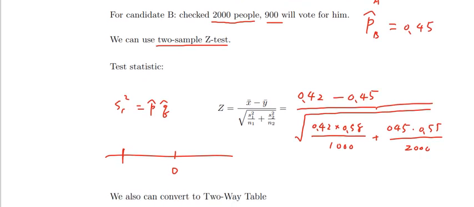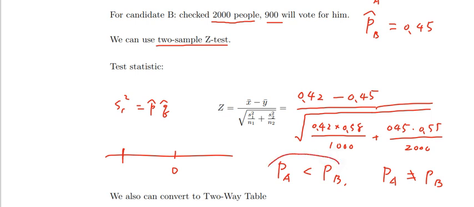It depends on whether we want to say PA is less than PB, then it is one tail. If we just simply check whether they are the same or have a difference, PA not equal to PB, then this is two tails, right? So here maybe we just check one tail, because we will check whether this guy will win the election, that PB is larger than PA.